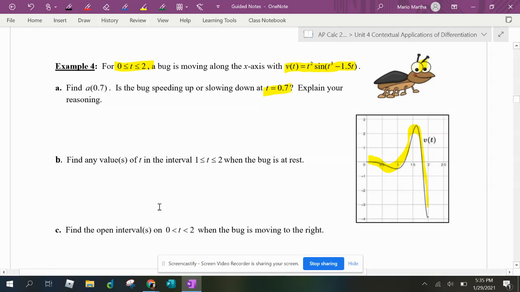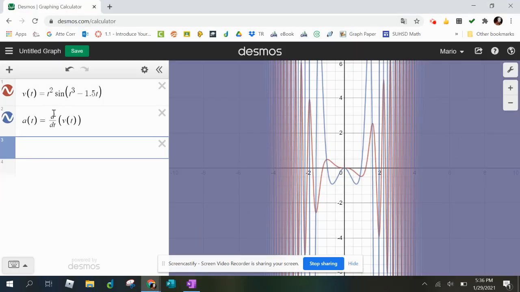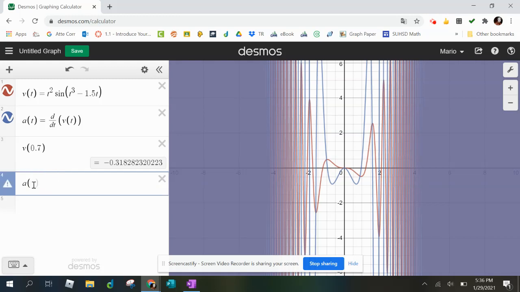So first, let's find v of 0.7, which looks to be negative. All right. So again, you can always use Desmos for this. Desmos will set up the graphs for you, you just have to enter the equations. And then we're going to see v of 0.7, which is negative 0.318. And then a of 0.7, which is negative 0.9205.